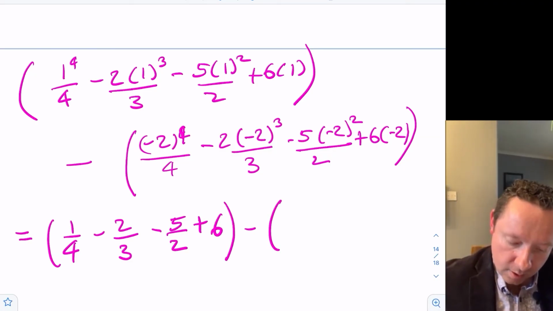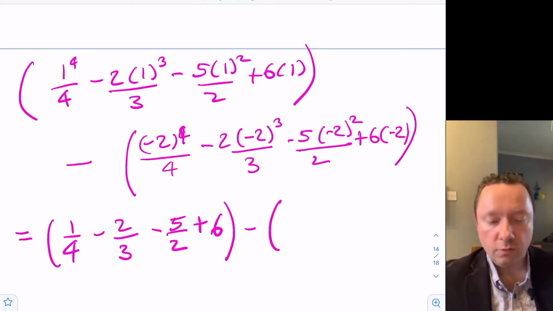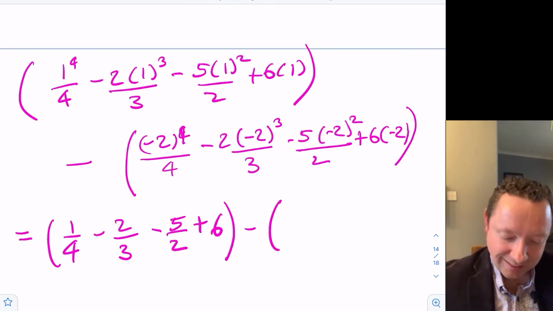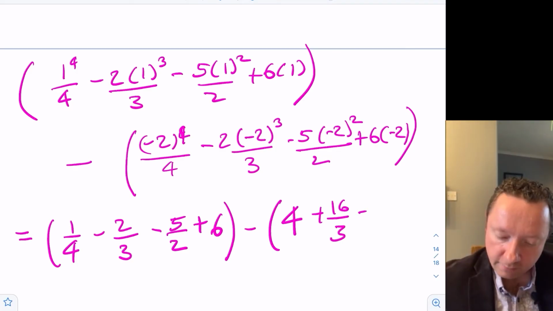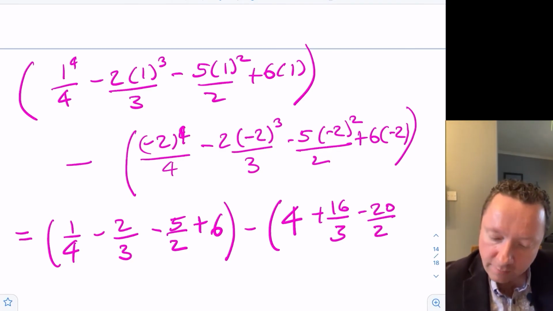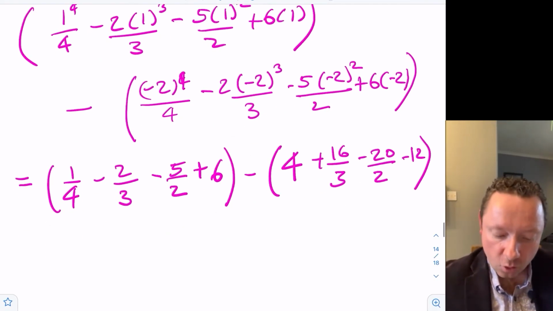Minus 2 to the 4, 2 2s are 4 times 2 is 8 times 2 is 16, so I get 16 over 4, which is 4. 2 2s are 4 times 2 is 8 times 2 is 16, so I get minus 16 plus 16, sorry, over 3, because it's minus times a minus. 2 2s are 4, 4 5s are 20, so minus 20 over 2, sorry, or you could have written 10, and then 6 2s are 12. So now it's calculator time if you've not got me already.